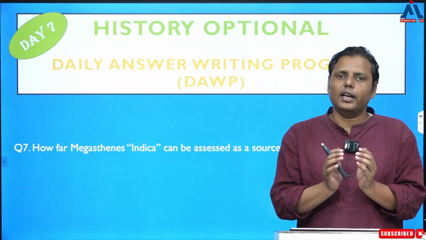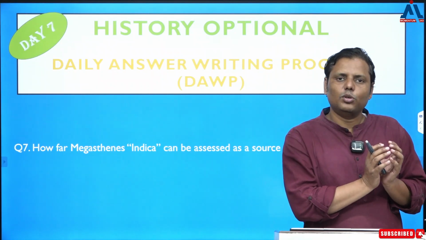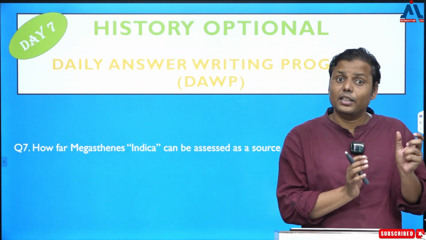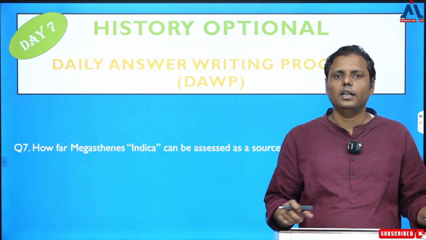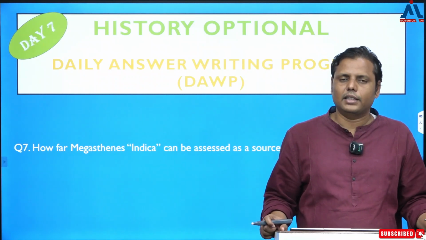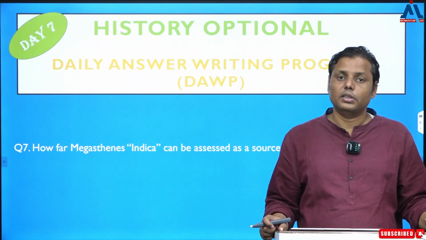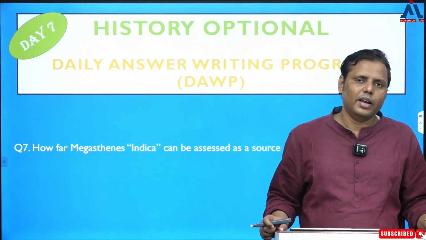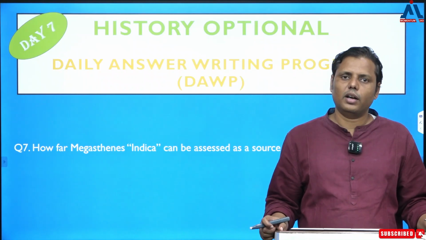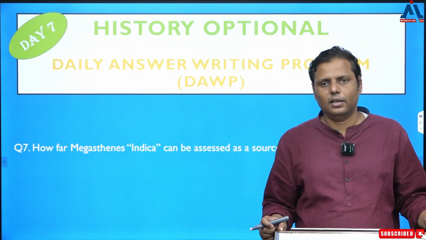So in the end you have to write about the limitations, and even after writing about them, it still seems to be a very good source, because it highlights those areas which are ignored by other contemporary authors. That's how Megasthenes' Indica seems to be a very good and important source for ancient Indian history, precisely the Mauryan period.